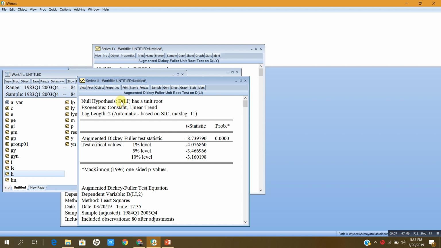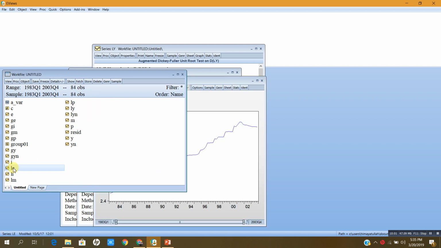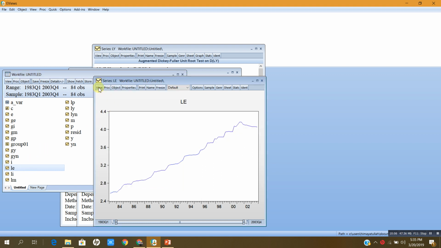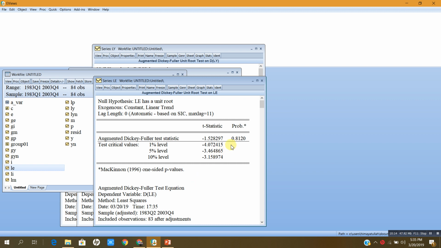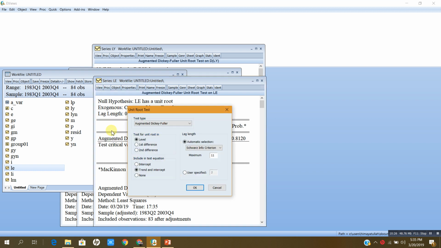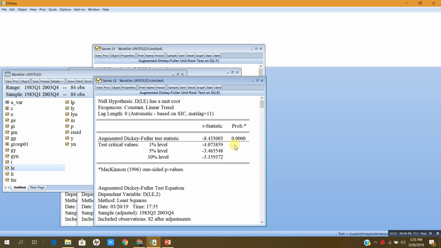Similarly, the log of exports. This is the data, and if I check its unit root at level, it may be non-stationary. Yes, it has a unit root because the probability value is 0.81, which is much higher than 0.05, so we fail to reject the null hypothesis. Now let me check its unit root at the first difference, and I hope it will become stationary. Yes, when I take the first difference of log of exports, it becomes stationary.